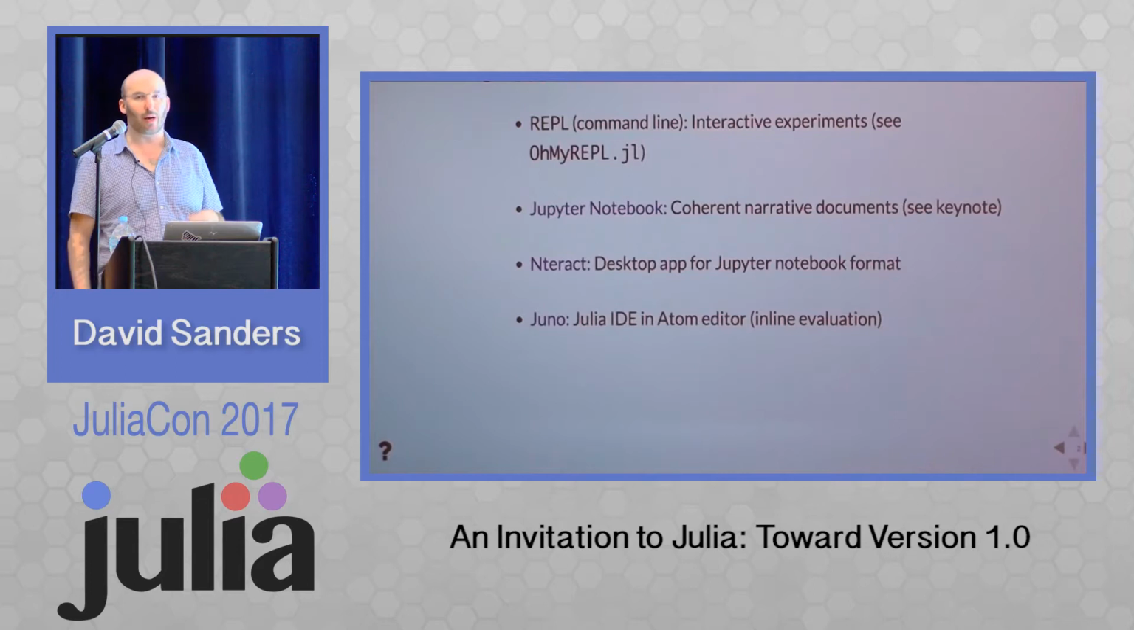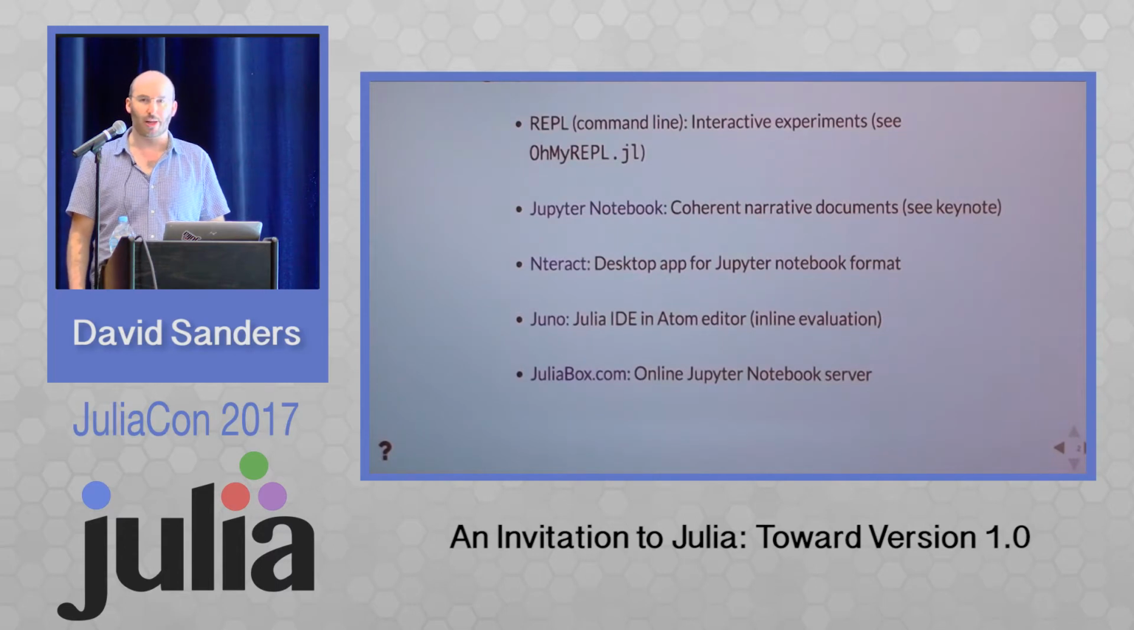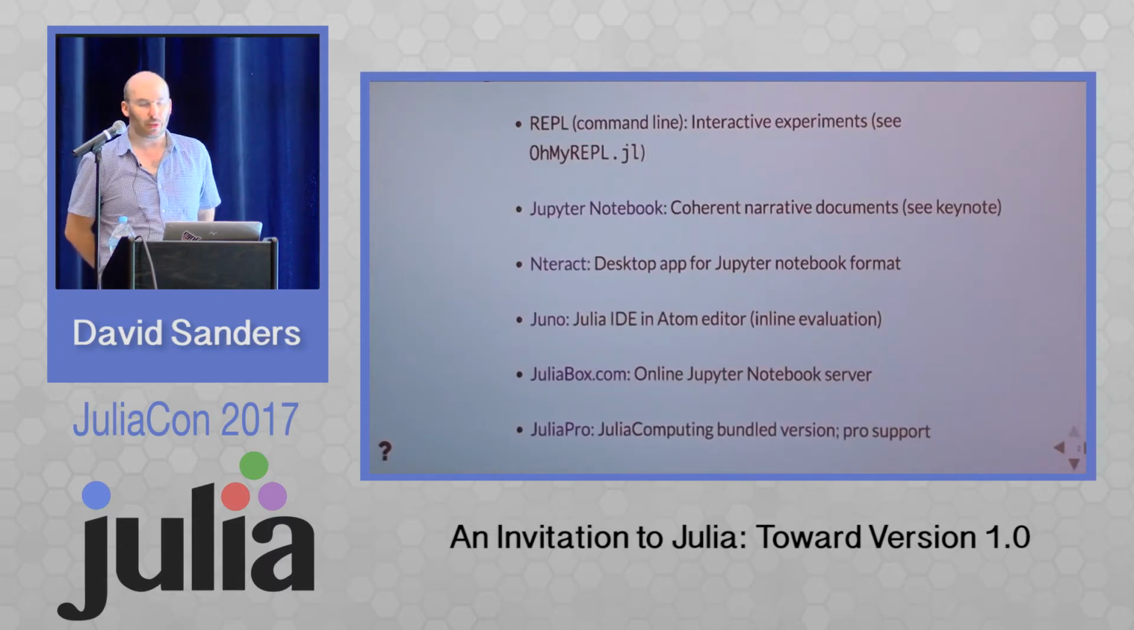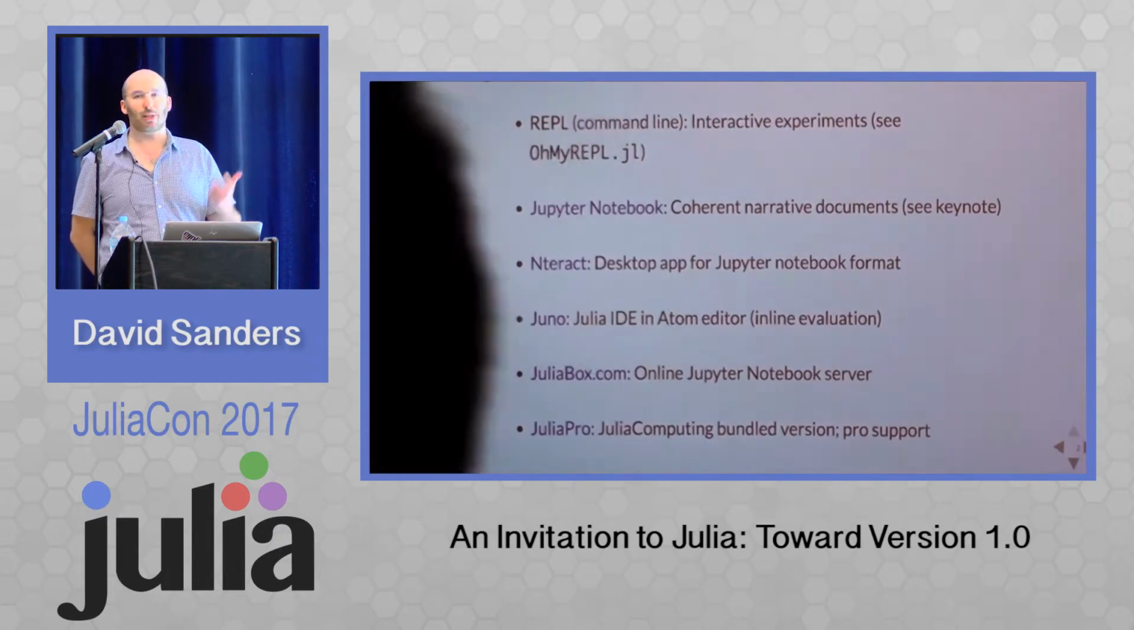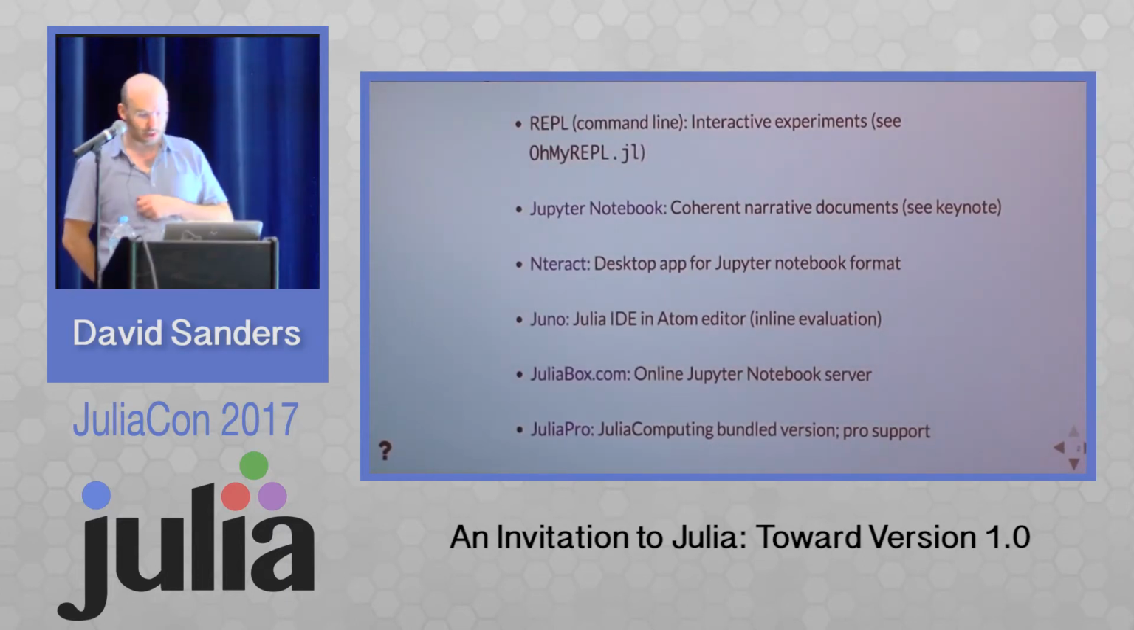And that enables me, for example, to have the usual things, syntax highlighting, etc. But it also has inline evaluation, so I can evaluate Julia code right in Juno. I can use Julia Online at juliabox.com, which is an online Jupyter Notebook server. And then Julia Computing has this Julia Pro version of Julia, which is the basic language plus a whole load of packages that are guaranteed to work together, and they support that professionally.